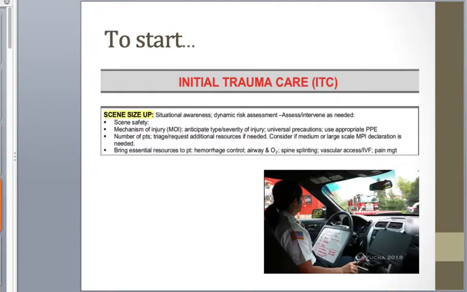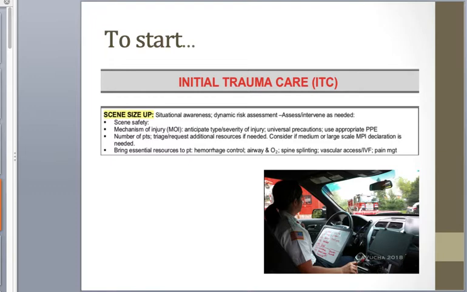To start, initial trauma care, the ITC protocol, scene size up, situational awareness, dynamic risk assessment, assess and intervene as needed. Scene safety, our number one concern overall, as always. Mechanism of injury, is it a car accident, somebody cutting down a tree and got whacked by one of those, burns, other type of things, obviously. Anticipate the type and severity.